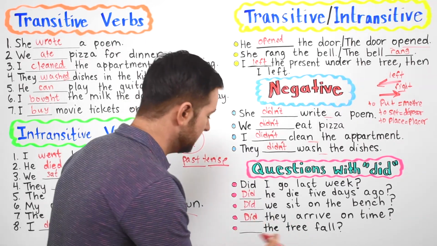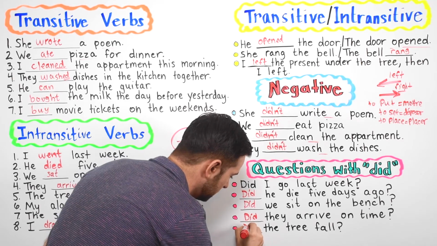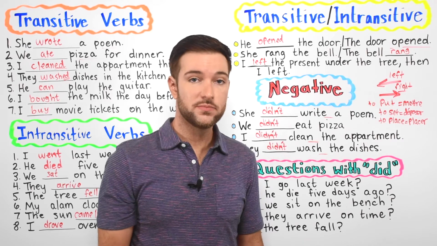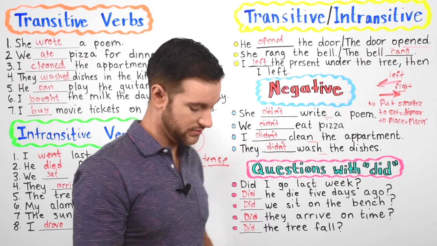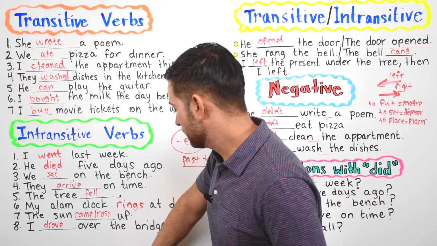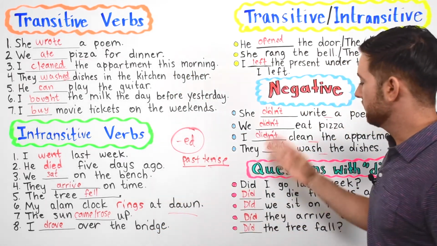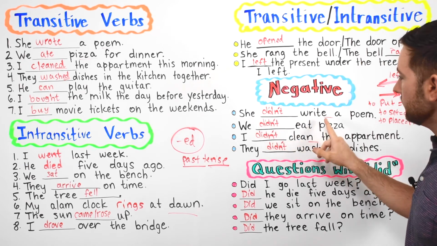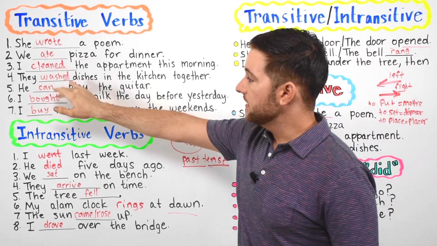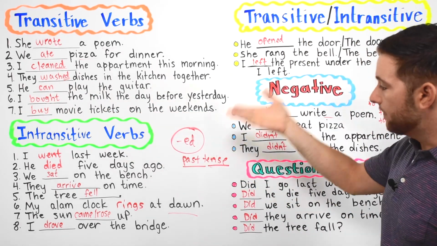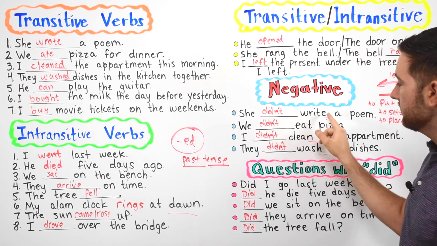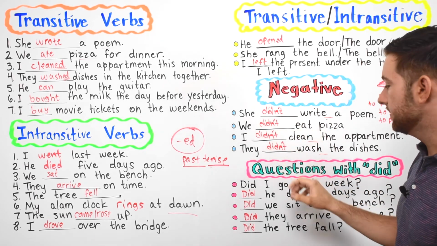And finally, did the tree fall? Did the tree fall? Est-ce que l'arbre est tombé? So that's it for intransitive verbs, guys. And then we have the negative form with didn't. The negative form, you don't have ed. Okay, normally you have ed, but with the past tense, okay, past tense is with ed, but when we have negative, no. Okay, no ed.